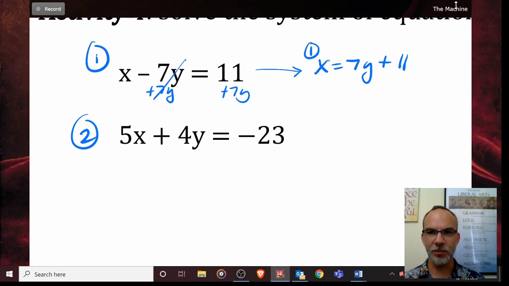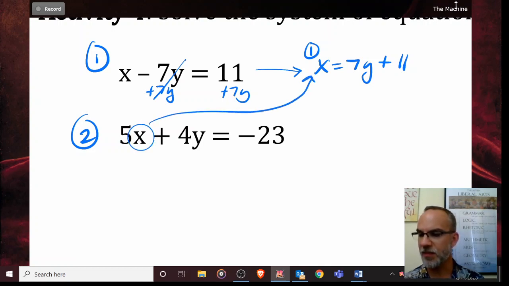Now, if x is equal to 7y plus 11 in equation number 1, and I have to find the single x and y value that solves both of these at the same time, isn't the x value in equation number 2 the same thing as this x value in equation number 1? It has to be. Now let me tell you why.